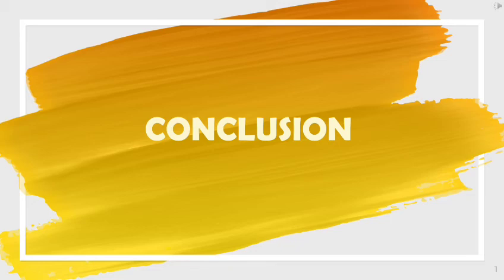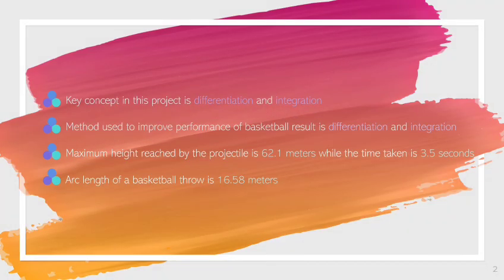In this project, we have to identify the applications of calculus in the sport field. At the beginning, the key concepts in sports related to calculus in our project are differentiation and integration. Differentiation in sport is the attempt to meet the needs of everyone within a coaching session. Integration in sport is a set of ludic and motor situations codified in a cooperative and competitive form. Further on, the methods that we use to improve the performance of basketball results are differentiation and integration.